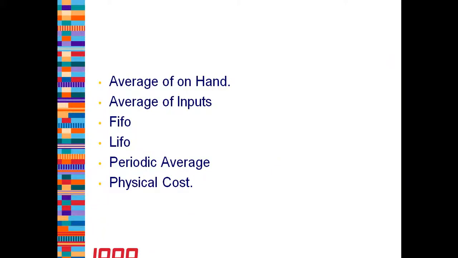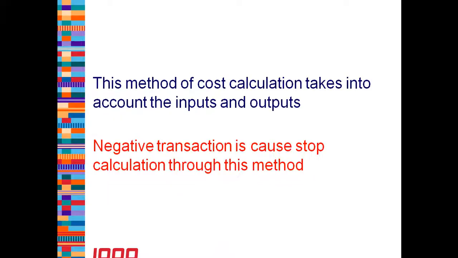So we have 6 types of material costing method. The first method is average on hand, the second is average on input, then FIFO, LIFO, then periodic average, and the final is physical cost. I'm going to explain them one by one. So let's start with the average on hand method. This method of cost calculation takes into account the inputs and outputs. So negative transactions are reflected in the stock calculation through this method.